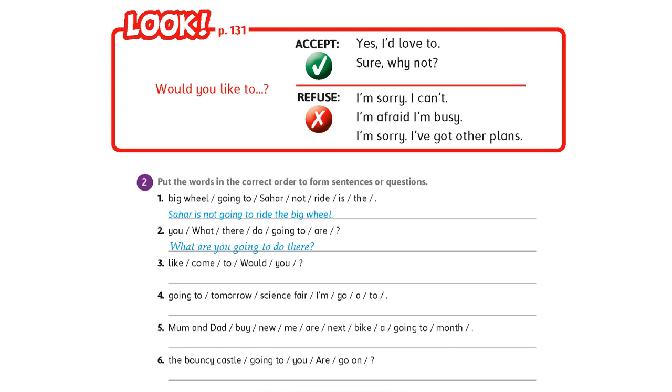Number three, would you like to come? Four, I am going to go to a science fair tomorrow. Five, Mom and Dad are going to buy me a new bike next month. Six, are you going to go on the bouncy castle?